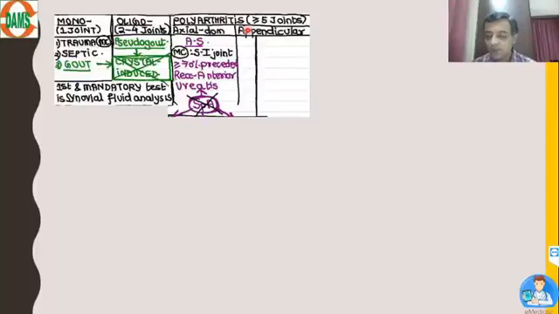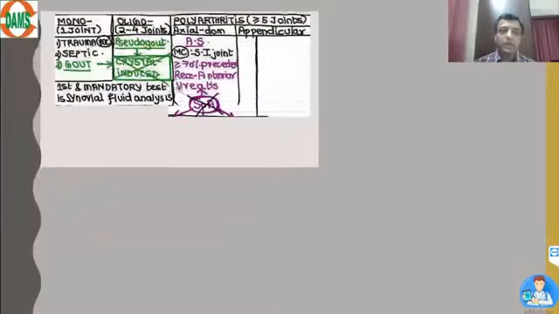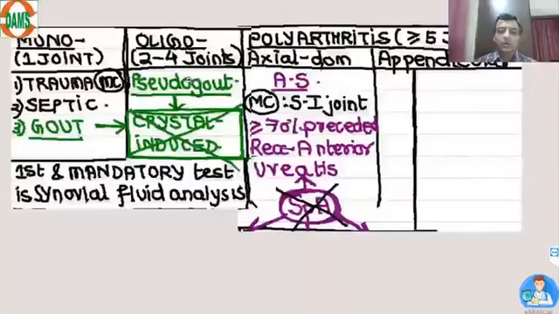I will zoom it. First read this with me. You don't have to write. Then I will zoom it. So polyarthritis is there. Read it with me.